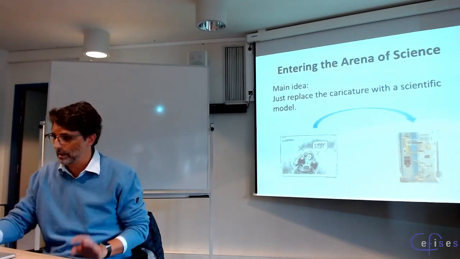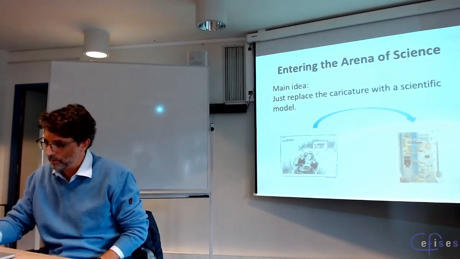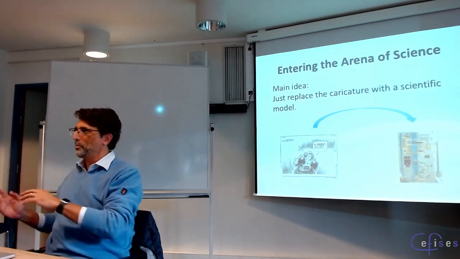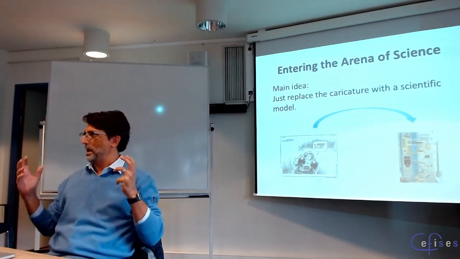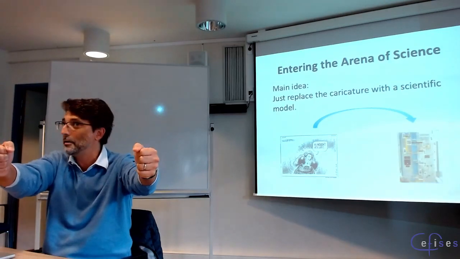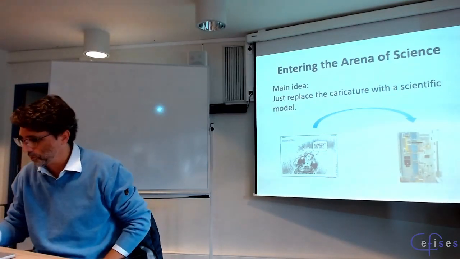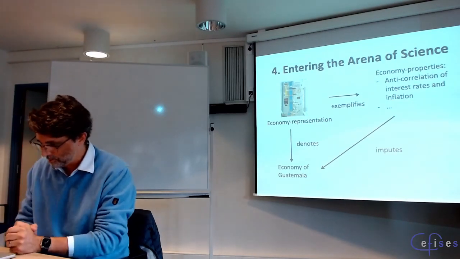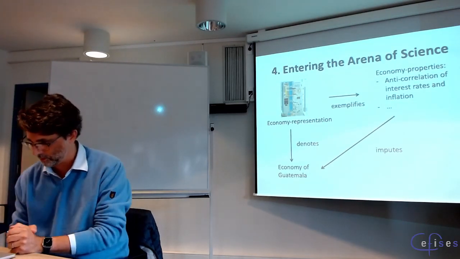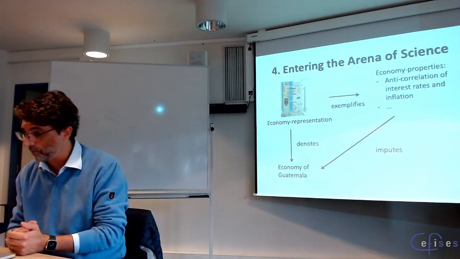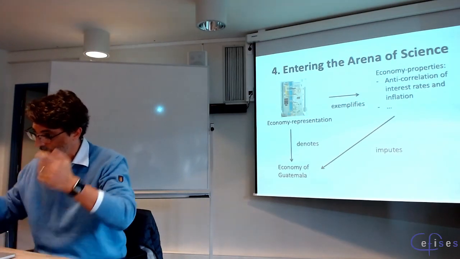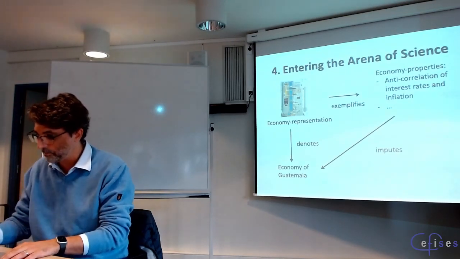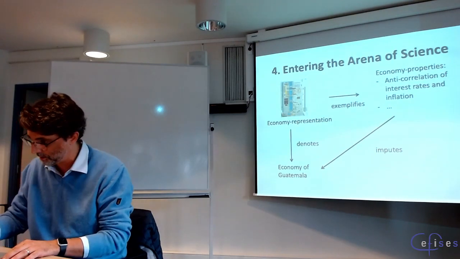That's the background. Now, we want to apply this account to scientific representations. The first move you make is to take the caricature out and stick the scientific model in. So you would get something like: the Phillips-Newlyn machine is an economy representation that denotes the economy of Guatemala. It exemplifies certain properties, like, for instance, there being an anti-correlation of interest rates and inflation. And it imputes these to the Guatemalan economy.